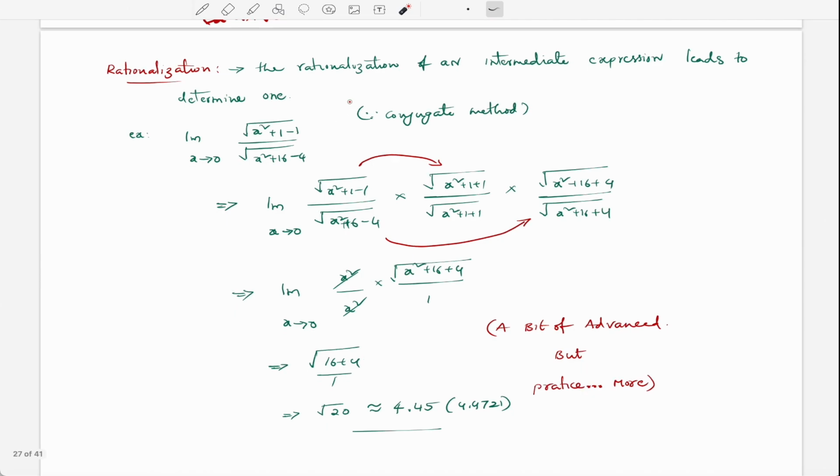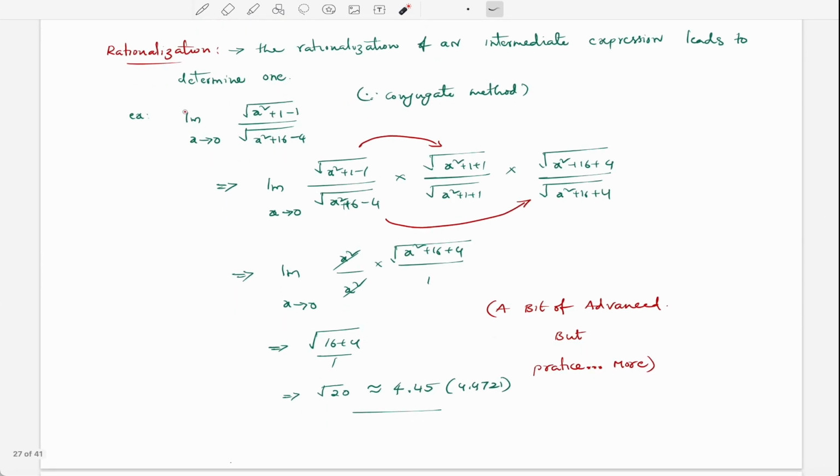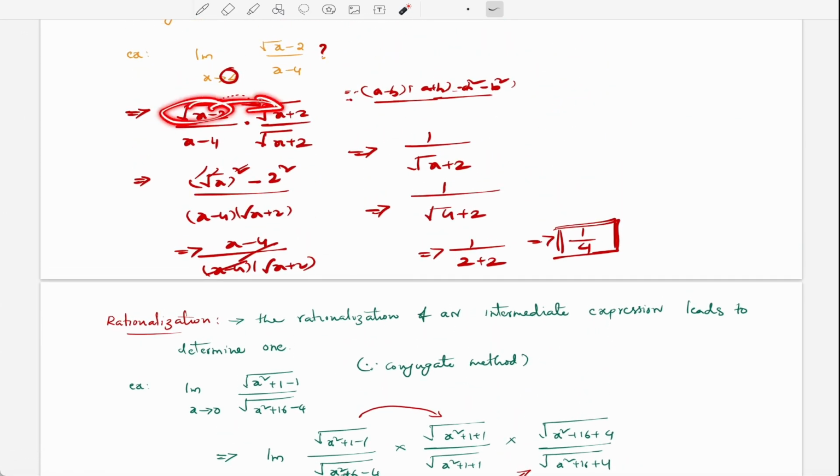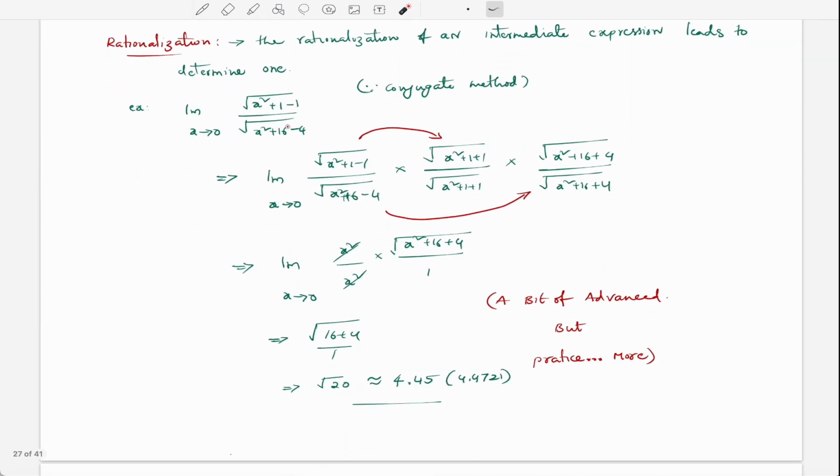I just want to give an example so that it will be easy for you. Okay, so we have the limit as x approaches to, and we have x square plus 1 minus 1 over x square plus 16 minus 4. We simply multiply with this value. In the conjugate method, we multiplied with the numerator only. In the rationalization, we multiply with the denominator also. So here we multiply with the numerator and with the denominator. I hope you're getting it.